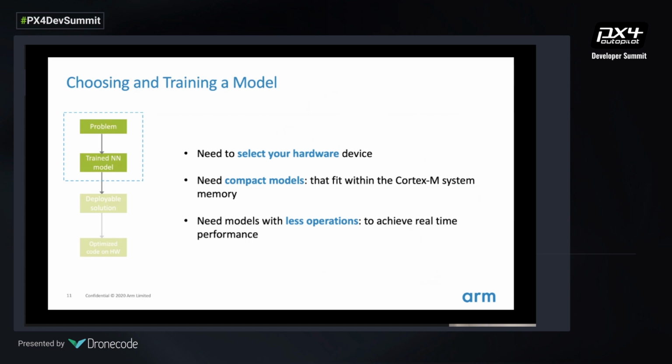First of all, I think it's important to realize that you need to pick your device first. You need to understand that, in comparison to classical machine learning, here you are on a constrained device. So you really have to know what your device is and what capabilities it has. The next bit is that you need to pick a model that's compact enough that it could run on this device. And the last point here is that you want to make sure that the model has fewer operations.